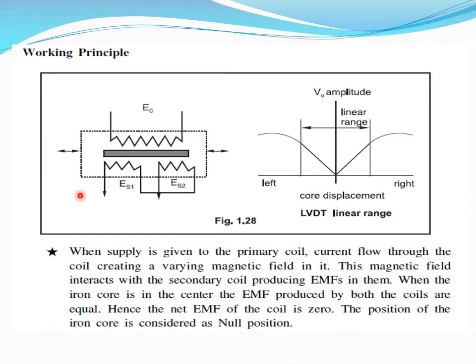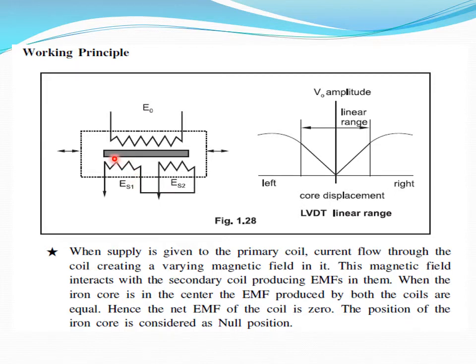Now, the working of LVDT. This is the winding, primary winding and secondary winding. If you give a supply to the primary coil, current flows through the coil, creating a varying magnetic field in it. This magnetic field interacts with the two secondary coils, producing an EMF in both of the coils.